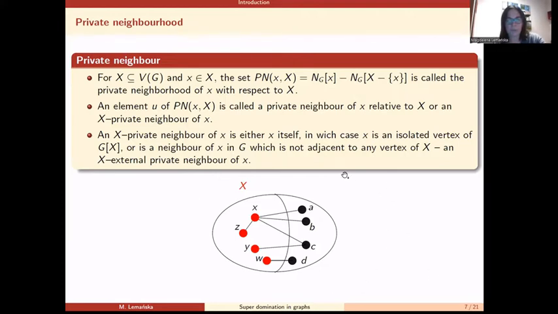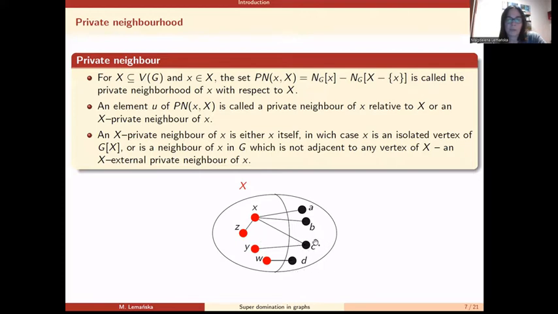Here we have a graph, and we have a set of red vertices X. And we can say that this black vertex A is a neighbor of red vertex X. But also we can say that it's a private neighbor, because this vertex A has only one red neighbor. X is its only red neighbor. So we can say that A is a private neighbor of X with respect to the set X.